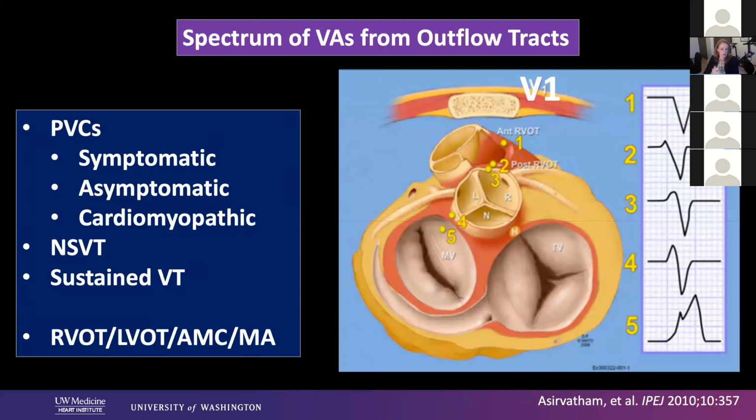So switching gears to the actual PVCs and localization with EKG.